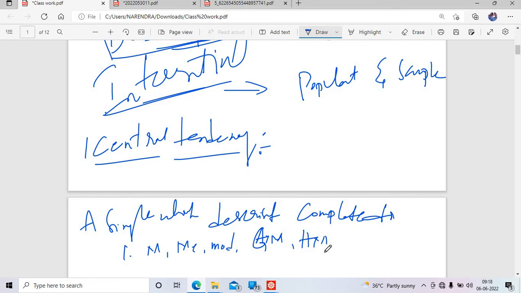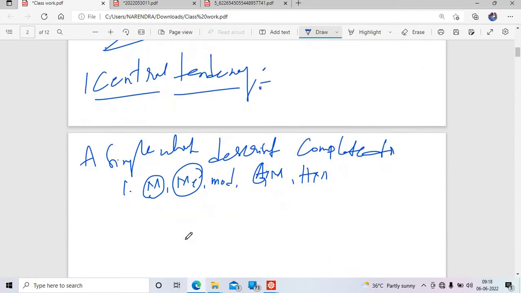First is the mean. Everyone is aware of this: it is the sum of a set of observations divided by the number of observations. Next is the median. First I will discuss the definitions, then I give examples. The median, after arranging the data, is the middlemost value. Mode is the most repeated, frequently repeated value.